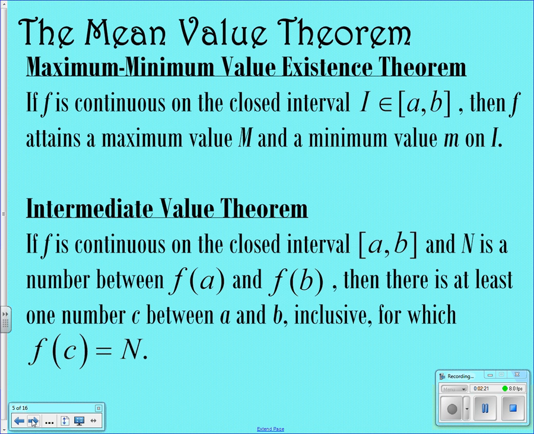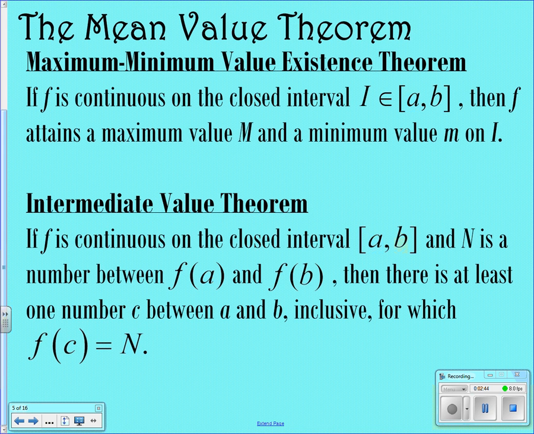The intermediate value theorem is another theorem that we have discussed. We haven't proven it this year, but we have discussed it. If f is continuous on the closed interval from a to b, and n is a number in between f of a and f of b, then there is at least one number c that is in between a and b, for which f of c equals n.